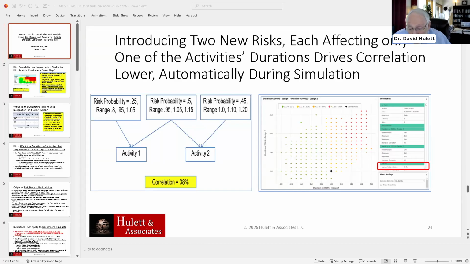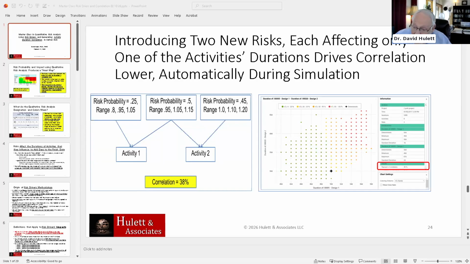This is still the duration of activity 1. This is duration of activity 2. Activity 1 has a duration, say 52 days, but there are a lot of different possibilities for activity 2, and like that. Or activity 2 has 55 days, but there are a lot of different numbers for activity 1. So they're not fully correlated, but who would guess 38%?